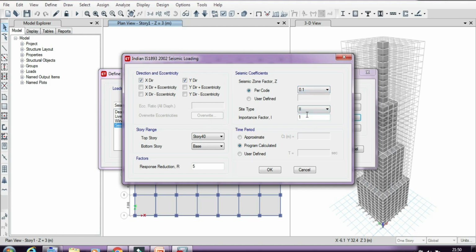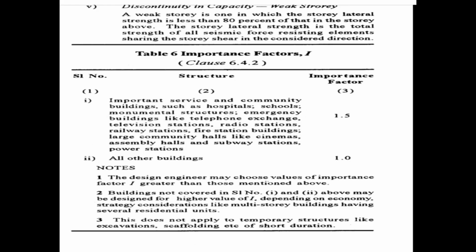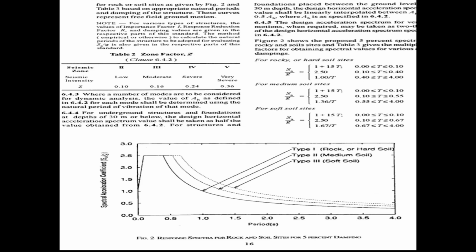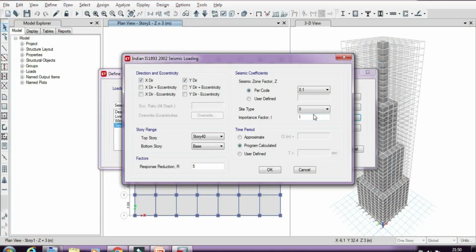For site type, we need to go further to figure 2 of the IS code. For the type of soil, we can see the different types: type 1, type 2, type 3. Here we consider our construction is to be carried out on medium soil, that is type 2. So we have to put the site type as 2.